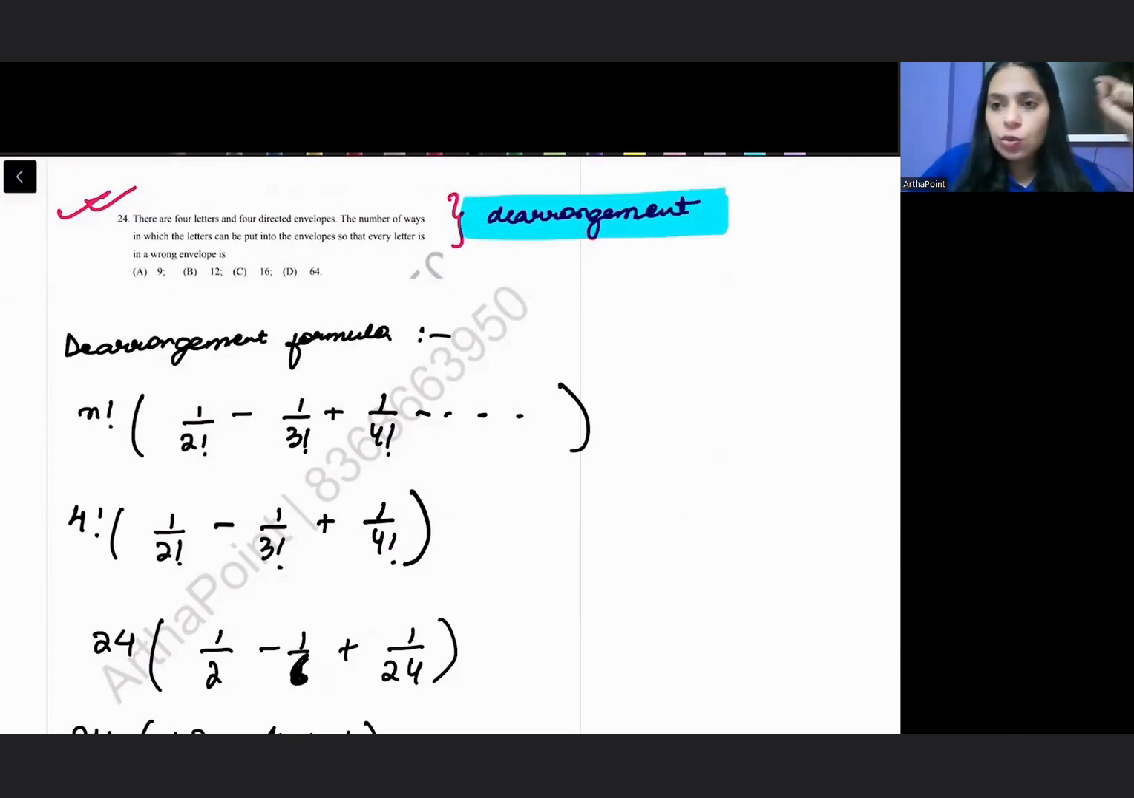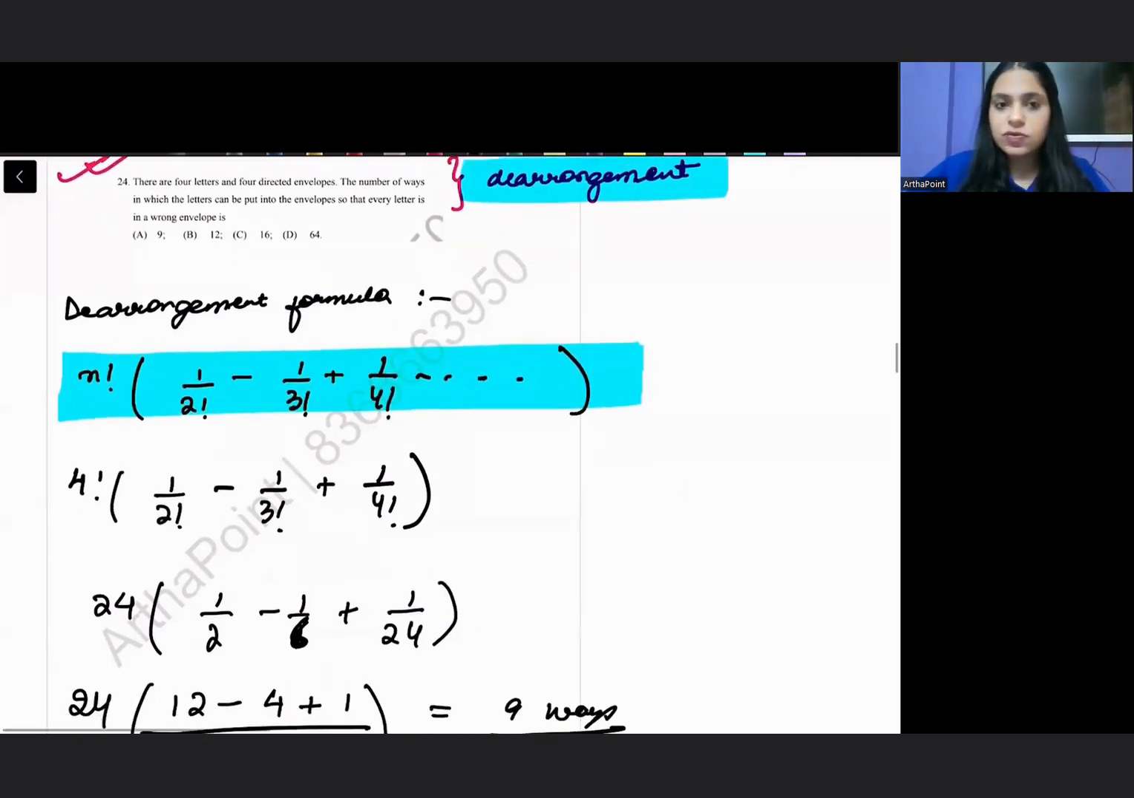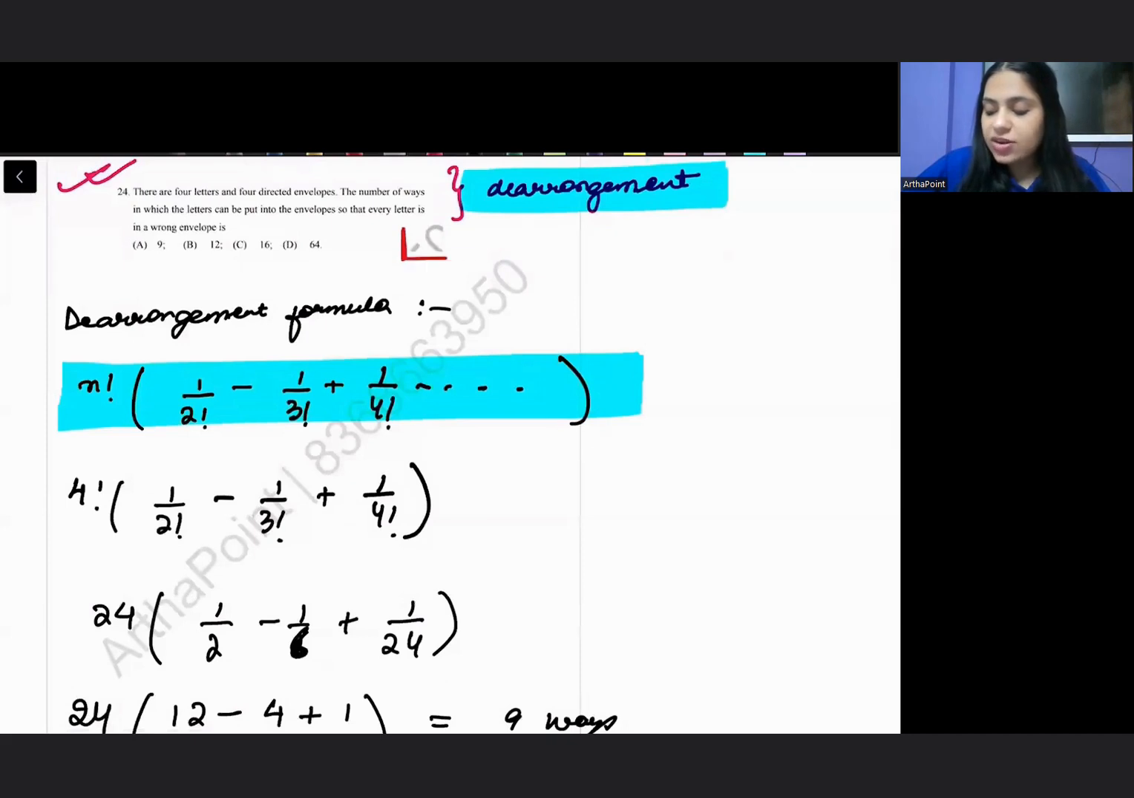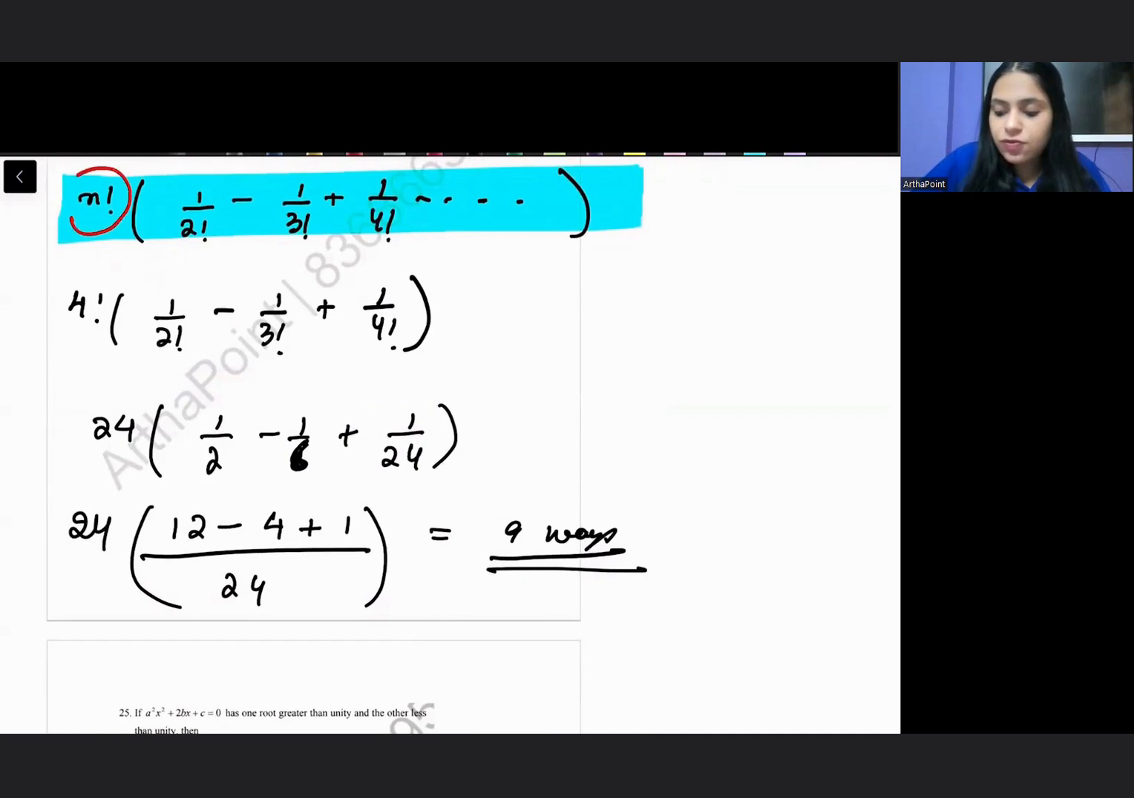So whenever you want to derange, the formula for derangement is n factorial times (1 by 2 factorial minus 1 by 3 factorial plus 1 by 4 factorial and so on and so forth). In this example, we have 4 envelopes and we want to arrange 4 letters in incorrect ways in these envelopes. So I will go till n equal to 4, putting 4 factorial here. This continues as 1 by 2 factorial minus 1 by 3 factorial plus 1 by 4 factorial minus 1 by 5 factorial plus 1 by 6 factorial and so on.